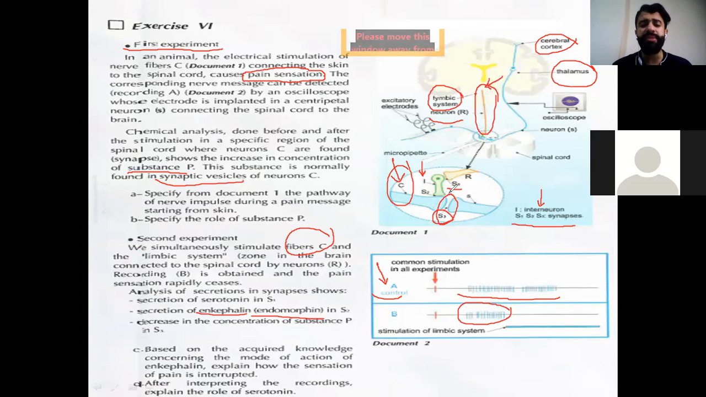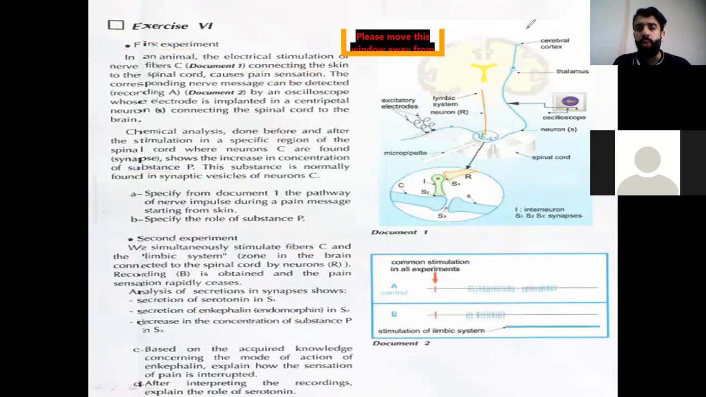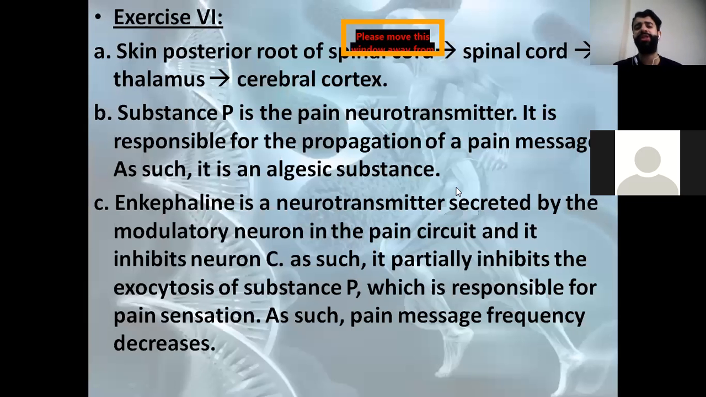Part D, after interpreting the recordings, explain the role of serotonin. What is the role of serotonin that is secreted at the level of S1? Let's start step by step in the first part. First part, they want you to trace the pathway. So it moves first from the skin to the spinal cord, then to the thalamus, and then to the cerebral cortex. I said that the thalamus and the cerebral cortex are parts of the brain.